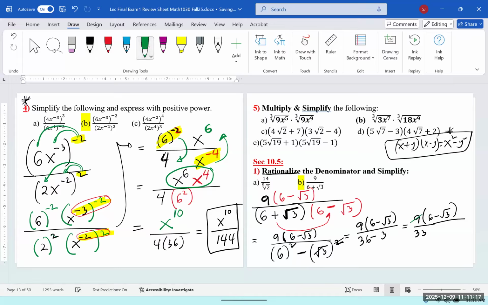But as you can see, both of these numbers are divisible by 3. So you reduce them by 3. 3 goes to 9 3 times. 3 goes to 33 11 times. So we get 3 times 6 minus radical 3 divided by 11. If you want, you can distribute the numerator. It actually depends on the multiple choice. If you see on the multiple choice they distributed the numerator, then you distribute. Otherwise, you can just keep it.